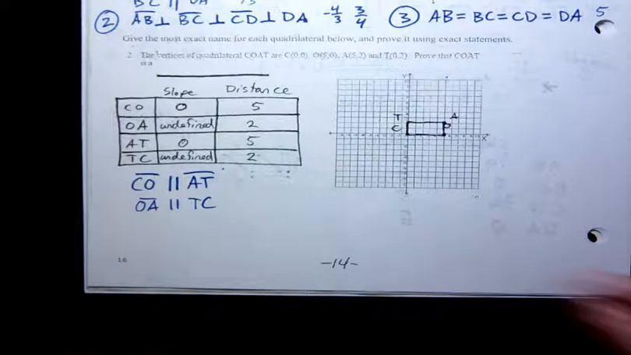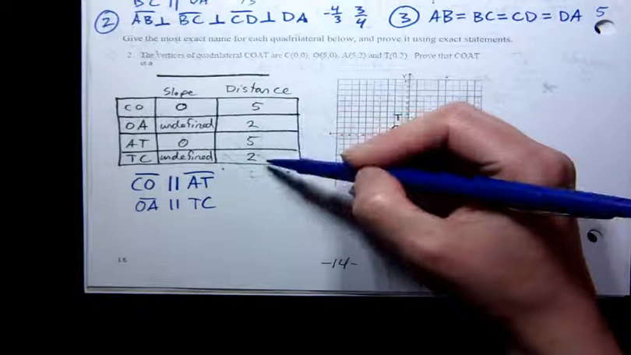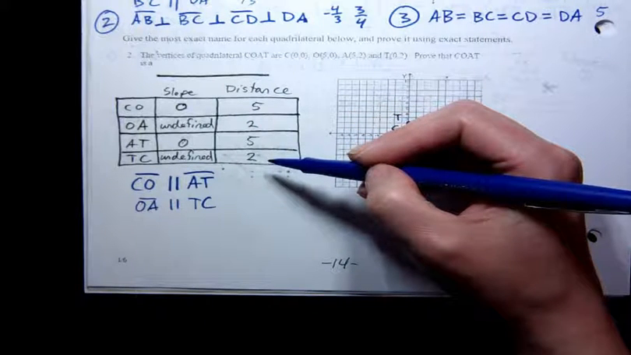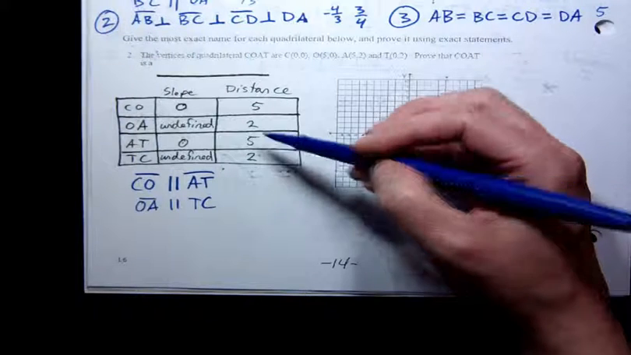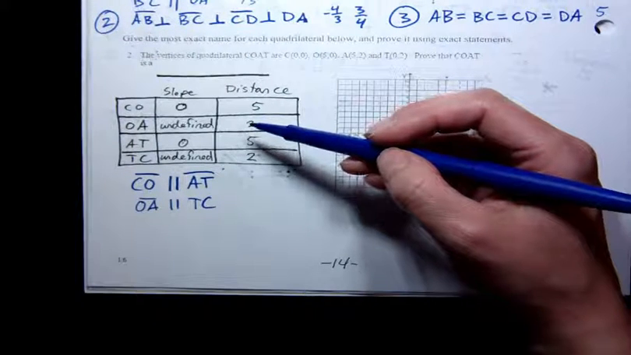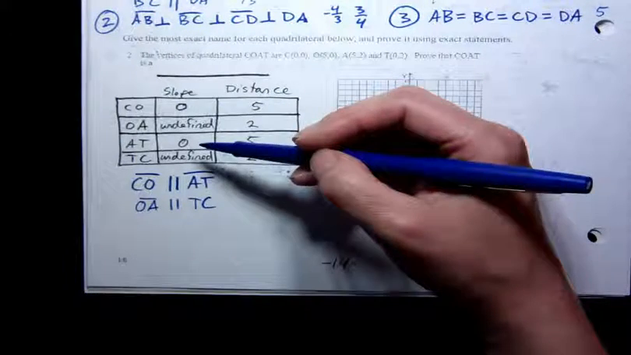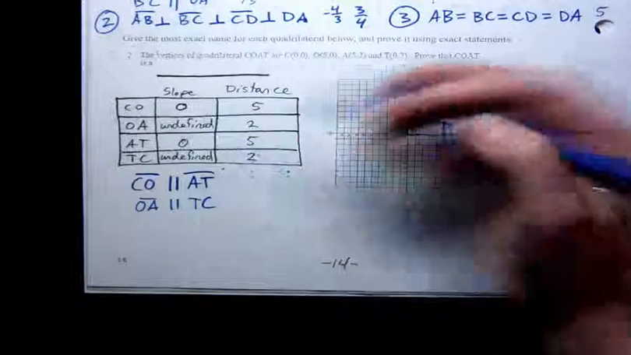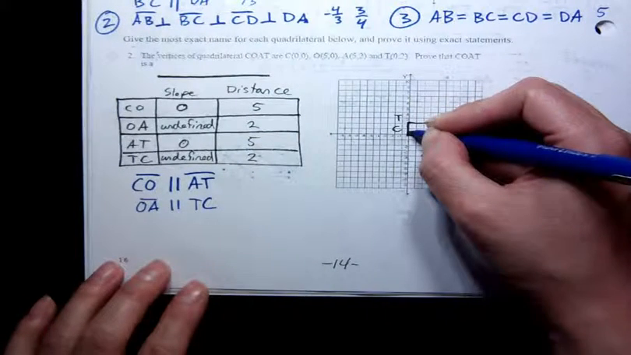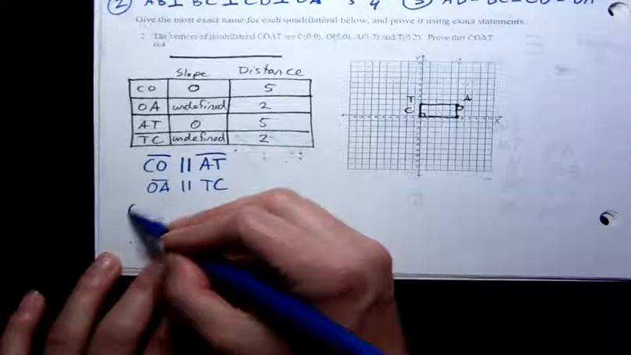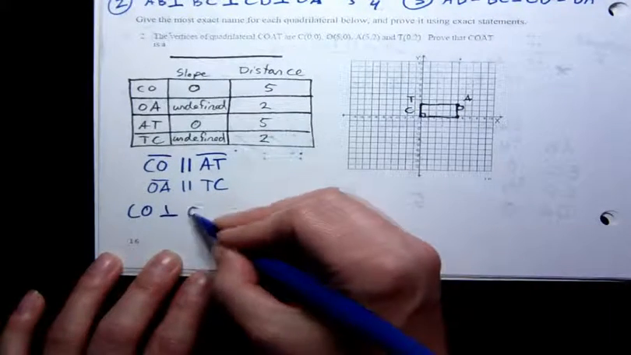desk 16. Who's 16? Are you 16, TJ? What do I look for next? After I've done parallel, what else would I look at here? So distance. So I have some distances that match. And then what else? Aside from parallel, there's one other thing that comes from slope. Perpendicular. Do I have perpendicular between 0 and undefined? Yes, 0 and undefined are perpendicular, and this one has a graph so we can see it. And so my next statement would just be CO's perpendicular to OA.